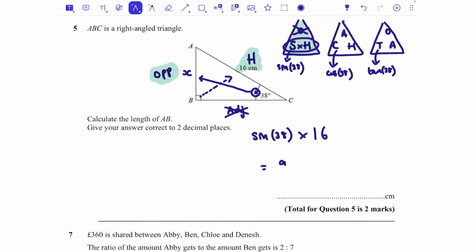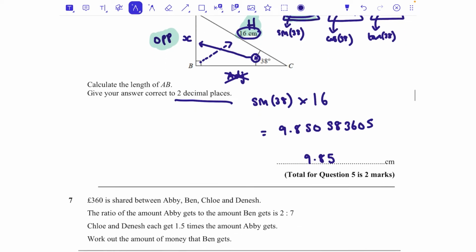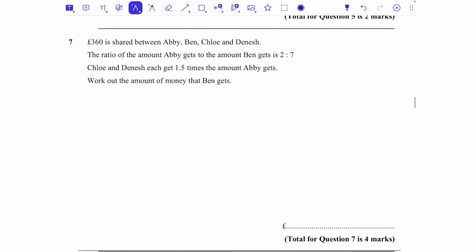There we go, so I get 9.850583605. It says to 2 decimal places. I would always write it all out and then I'd round it. So 9.85 as my final answer. Does that make sense? Well, yeah, I was expecting a number smaller than 16. 16 is my hypotenuse, so it can't be bigger. So that makes sense as an answer.